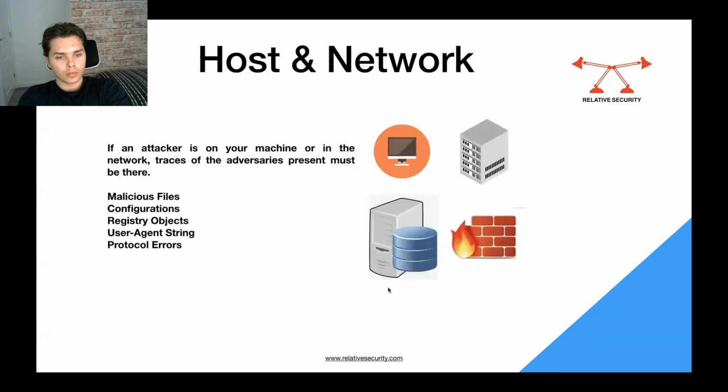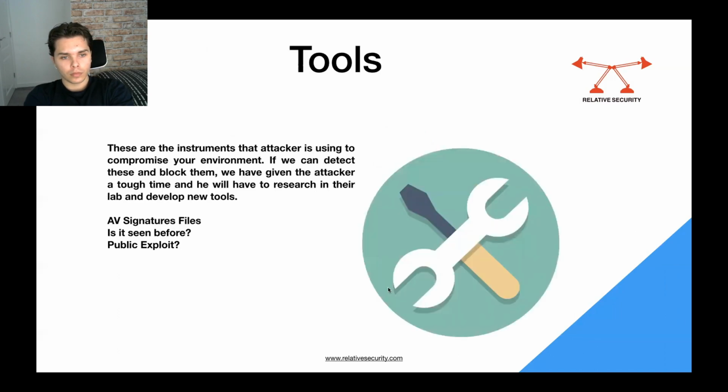Then you have host and network-based artifacts. For example, if an attacker is on your machine or in the network, the traces of adversaries must be there. It could be a malicious file, it could be a configuration, it could be a registry object, user agent string, or any protocol errors that you can find out.